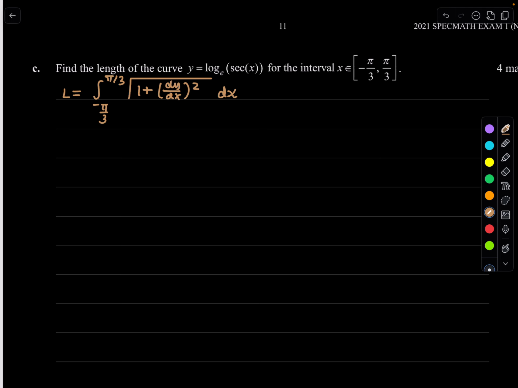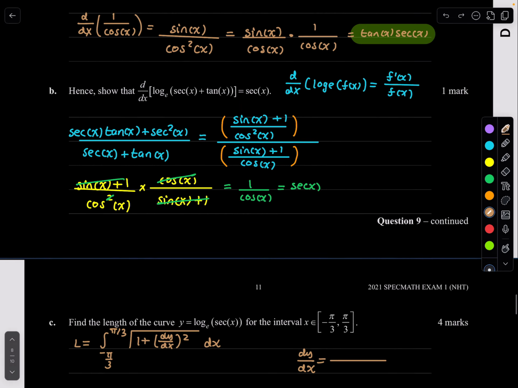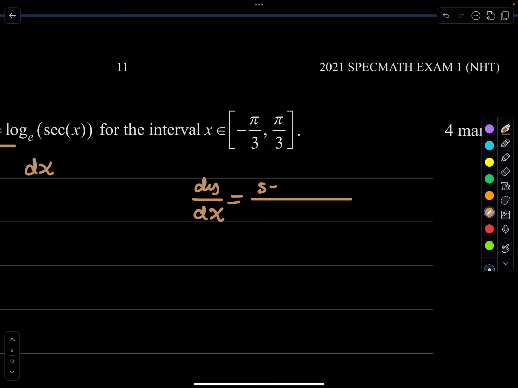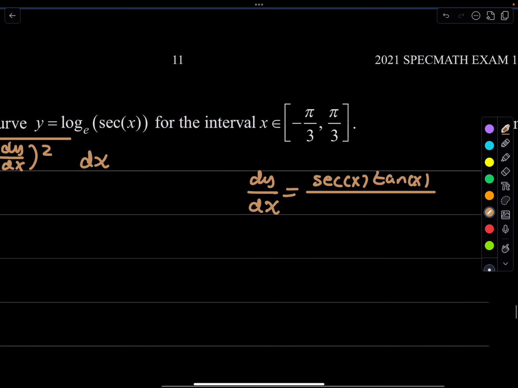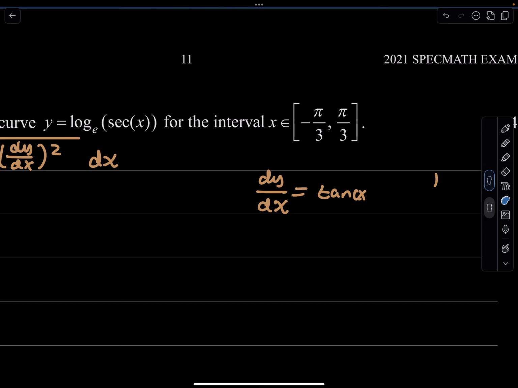All right, so let's find dy dx first. Dy dx of this expression. Remember, it's a log, so the same kind of formula again. You derive the top part, which is secant. What was the derivative of secant again? Secant times tan x. So let's write that down: secant x tan x divided by what's inside, so secant x. And you can see that these two secants cancel out, so we get tan x.